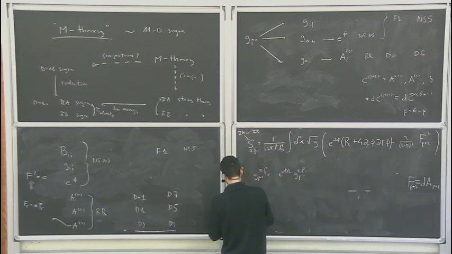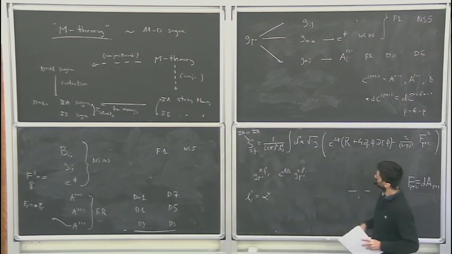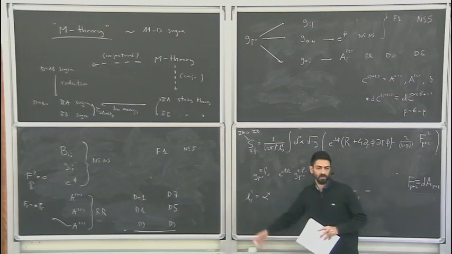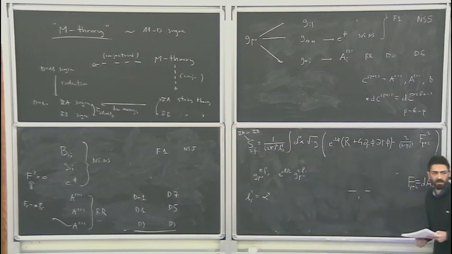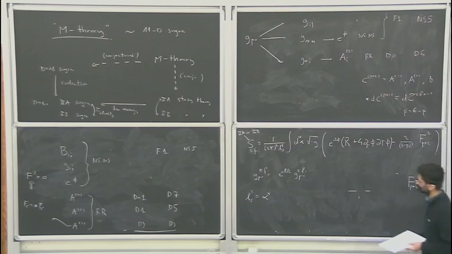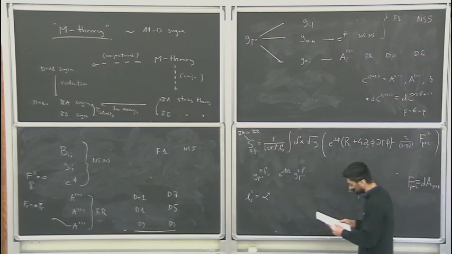l_s is also related to alpha prime. It's just a different notation, basically. Okay, so these are remnants of string theory that we will carry around. Right, so this is alpha prime, which appears here.